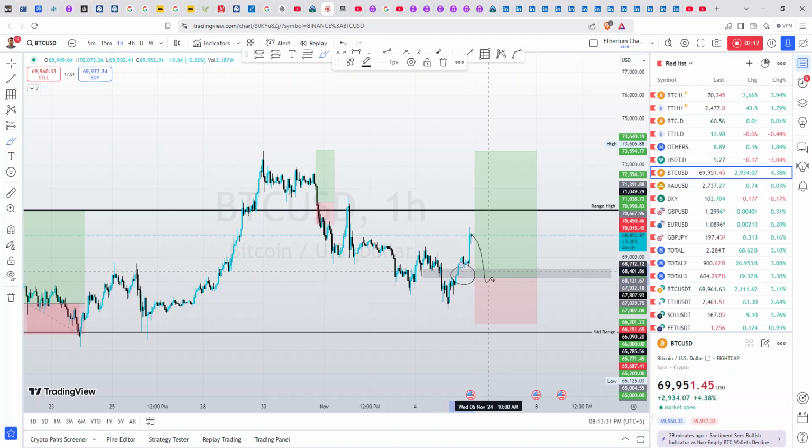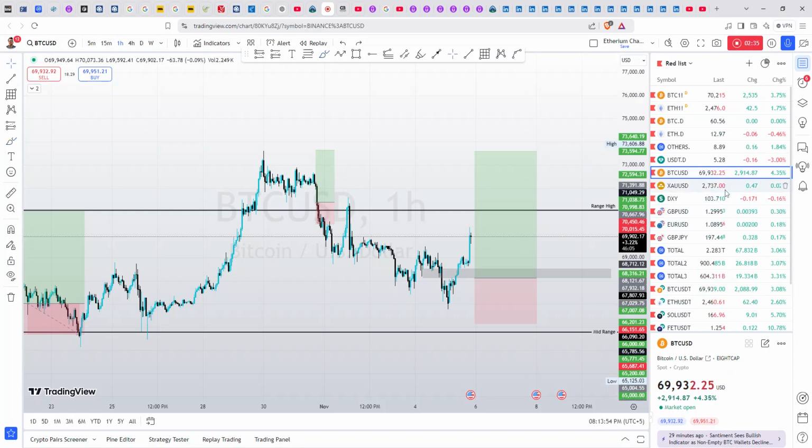So I'm going to enter on this fair value gap, and I'm having a stop loss below this outer block, so this one. If the stop loss hits, no problem, we'll find another trade which would be near this mid range. I will cover this mid range in another video.